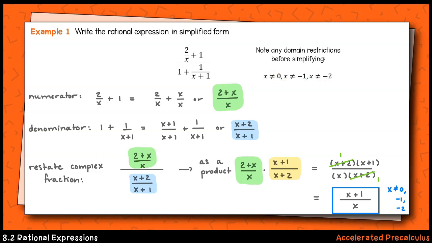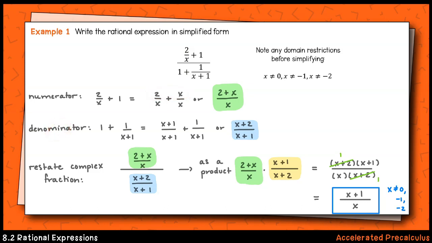Next, our goal is going to be to rewrite both our numerator and our denominator as a single rational expression, so we'll need to use a common denominator in both cases. Let's focus first on the numerator. I've got 2 over x plus 1. I'll rewrite that 1 as x over x. Then, combining across the numerator, I have 2 plus x over x.